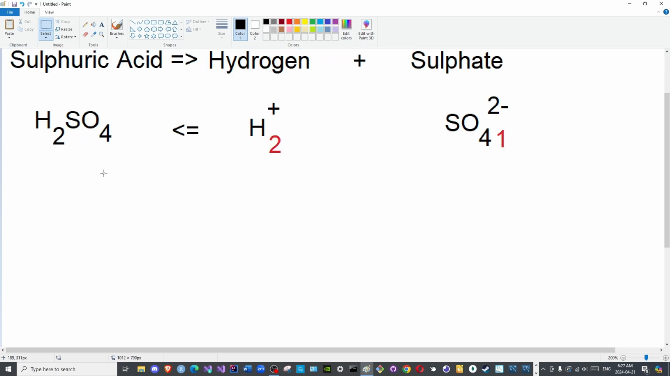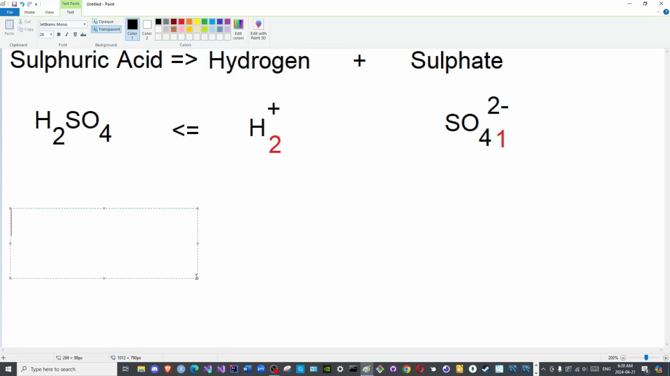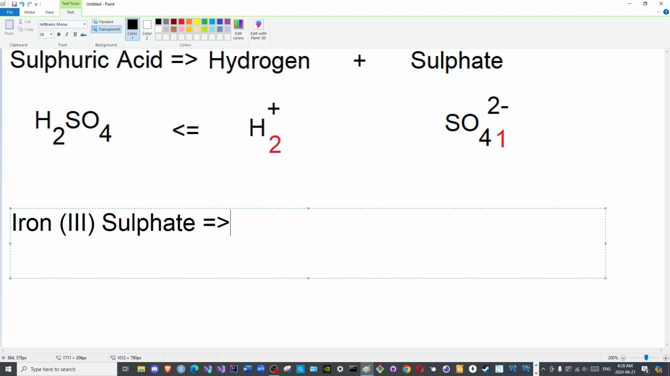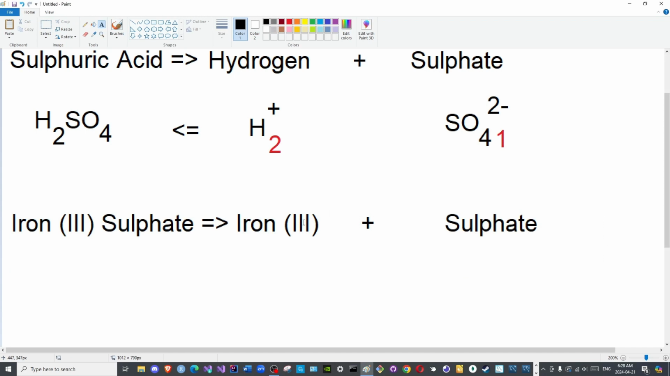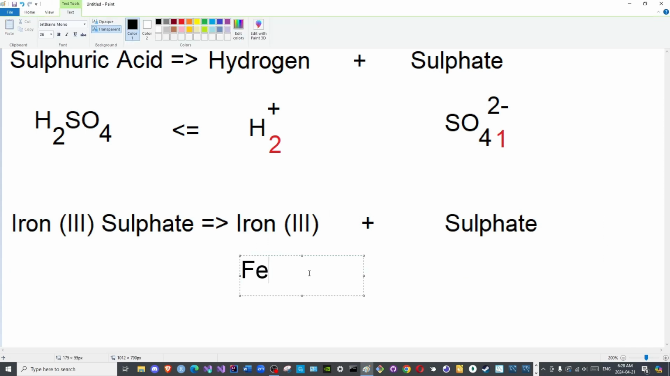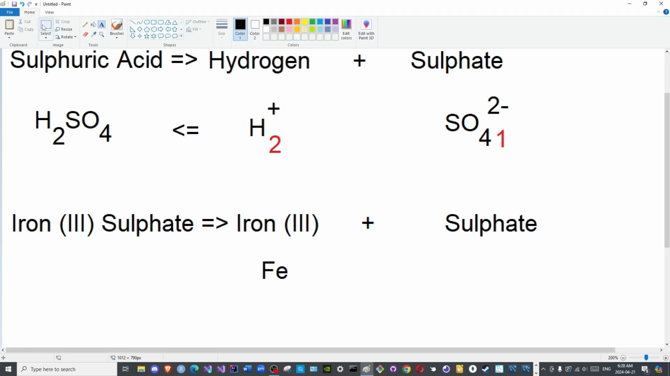Let us cover another compound. How about iron 3 oxide, not oxide, sorry, sulfate. And here we will have iron 3 plus sulfate. And here we will place Fe. There we go. And here we will have, actually, I will copy this. Paste it here and then delete this.